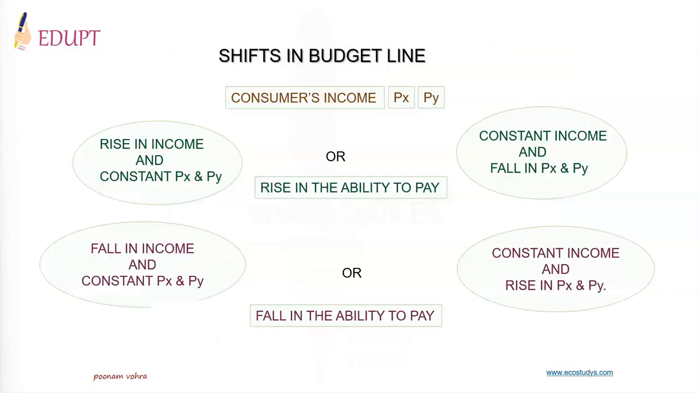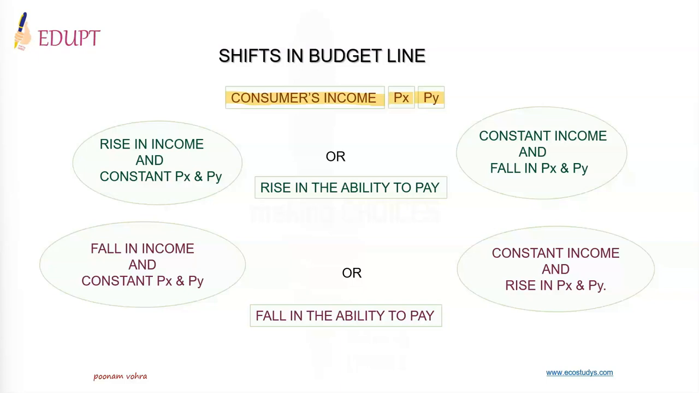Let's begin. Now let us understand the reasons for shift in the budget line and its implication. The budget line is constructed on the basis of consumer's income, price of commodity X and price of commodity Y. If there is change in any of these determinants, the budget line also changes. We have understood that budget line is downward sloping with the given consumer's income and price of the two goods.